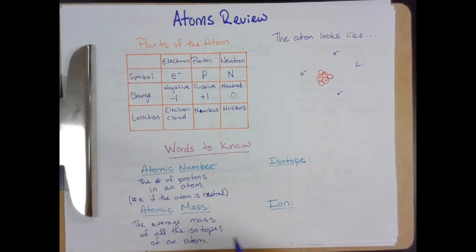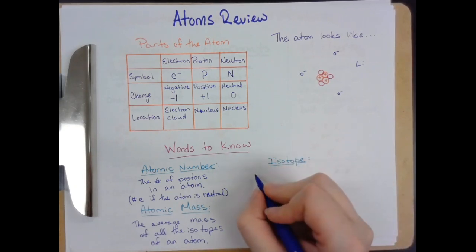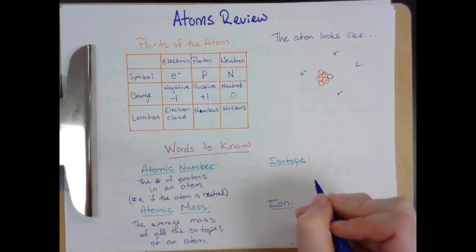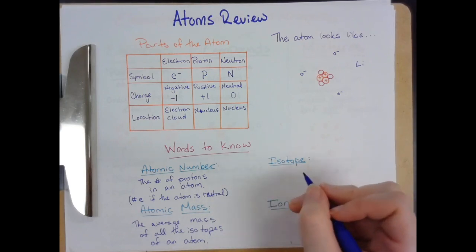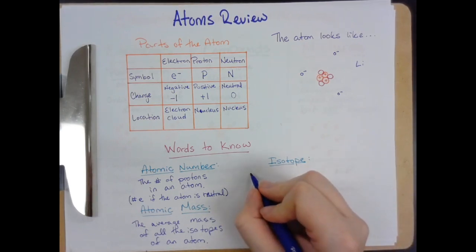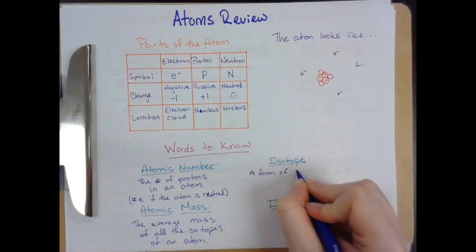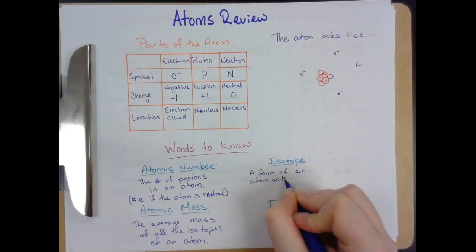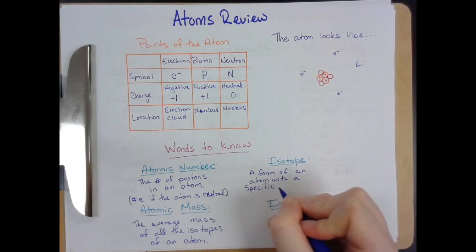Okay? Speaking of isotopes, this is one that trips up people sometimes. So an isotope is a form of an atom that has a specific number of neutrons. Some atoms only have one isotope, some have two, some can have three. So an isotope is a form of an atom with a specific number of neutrons.